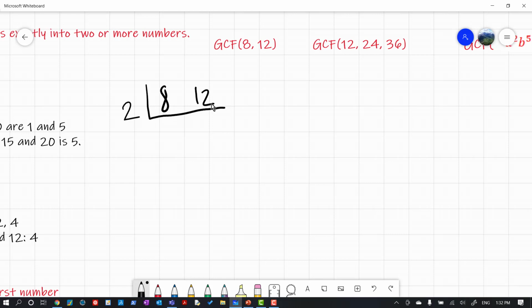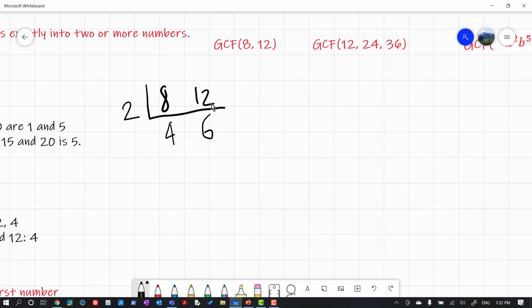Let's put 2 right here. And then after we get this common factor, you try to use this number divided by this. What you get is 4.